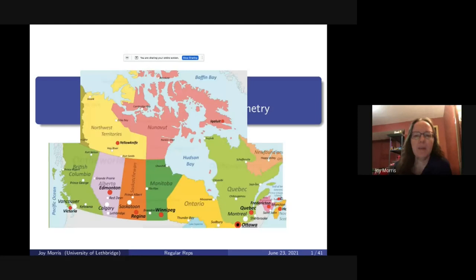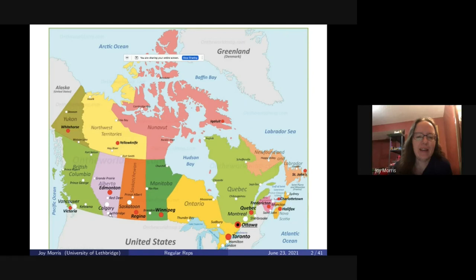As was mentioned, it's in Canada. It's right here at the south end of Alberta, just a little bit east of the Rocky Mountains, which are this sort of line between British Columbia and Alberta, and just a little bit north of the United States. So that's where I'm located.